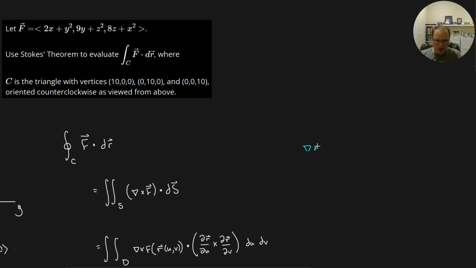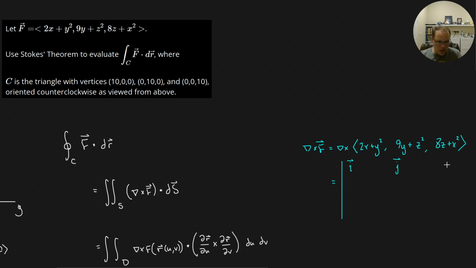Starting to run out of room to write all this stuff. Okay, so I need the curl of the vector field. So that'd be the curl of 2x plus y squared, 9y plus z squared, 8z plus x squared.